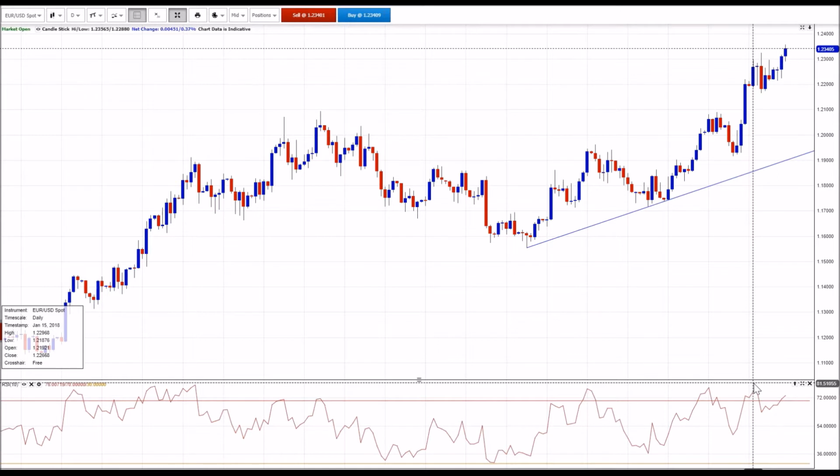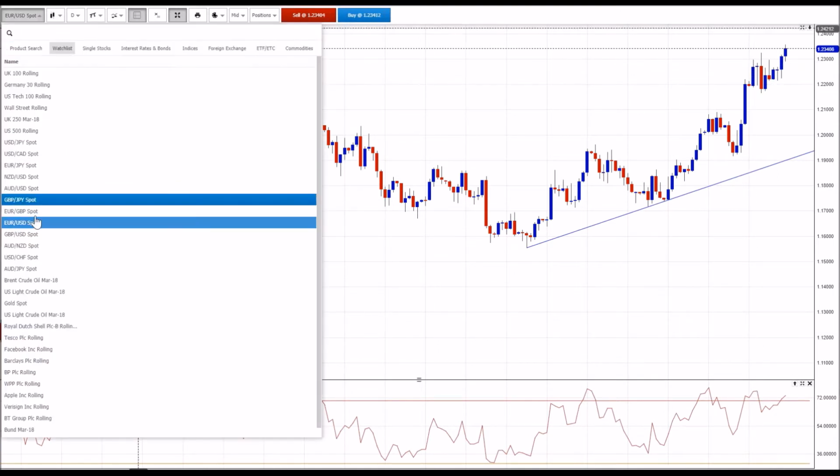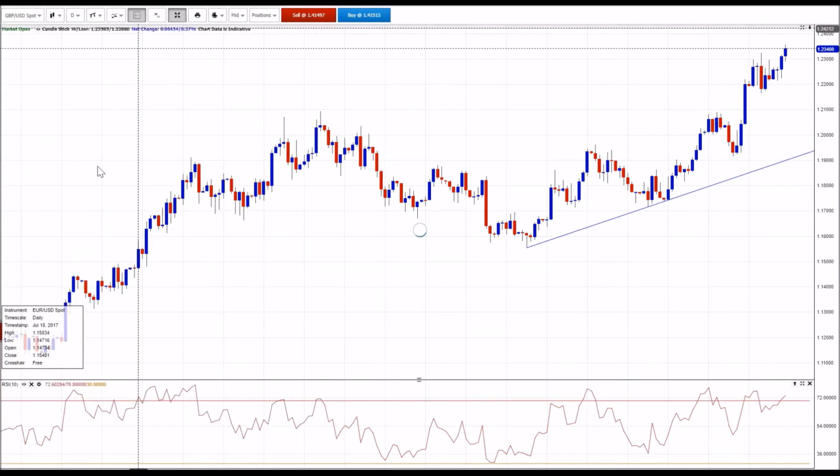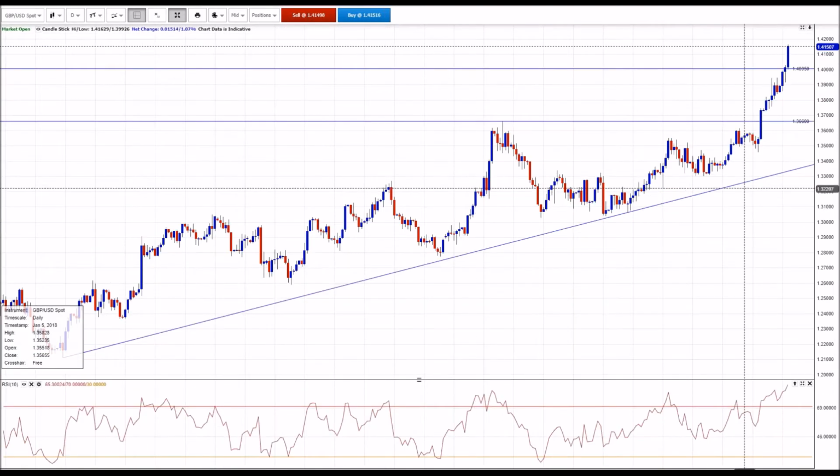One of the drawbacks of oscillators is in a strong trending market. Actually, let's flip it over to the pound because I'm sure we'll have some comedy signals there. Here we go. In a strong trending market, they will get you to go against the main move in the market far too quickly.